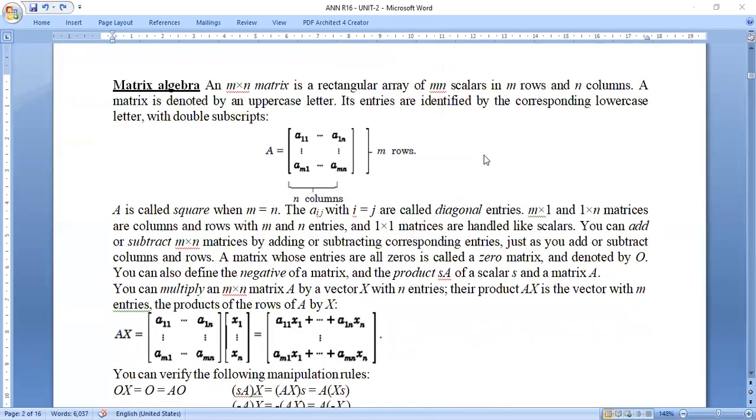Okay, let us start. Now this is about matrix algebra. What is the matrix here? An m × n matrix is a rectangular array of m × n scalars in m rows and n columns. So what is a matrix? A matrix is one kind of rectangular array.